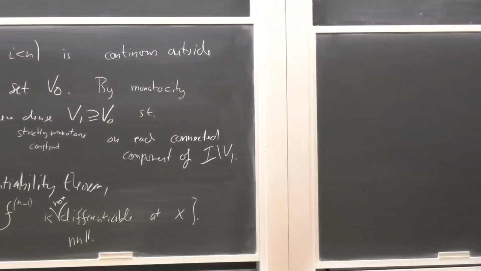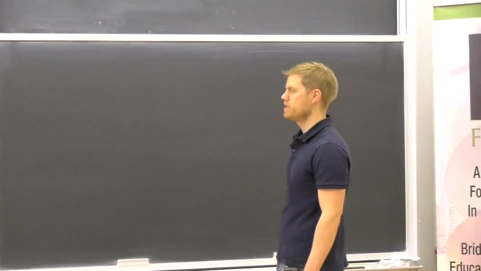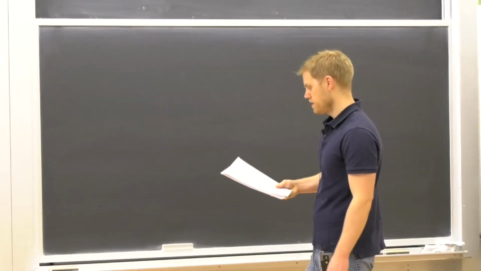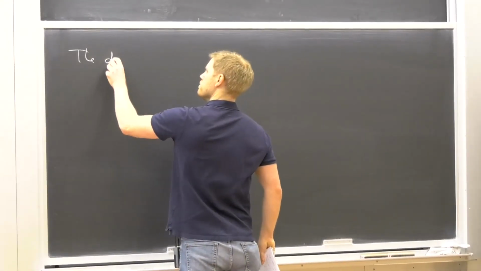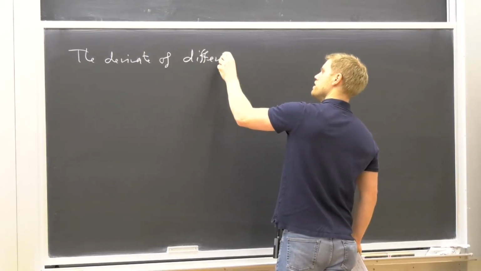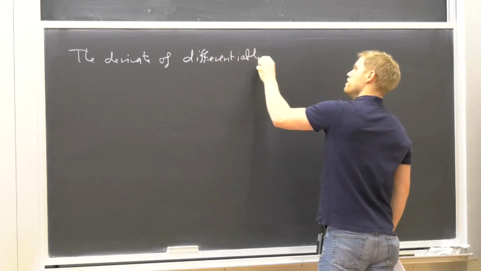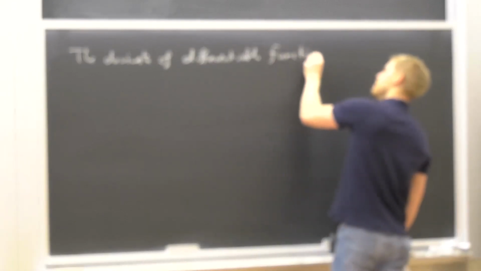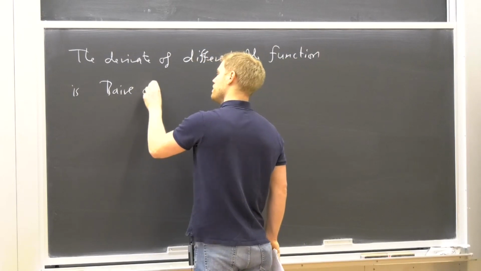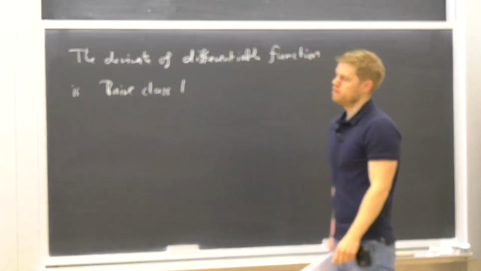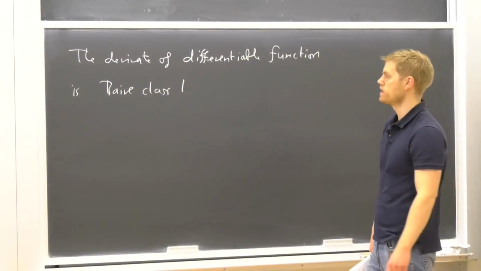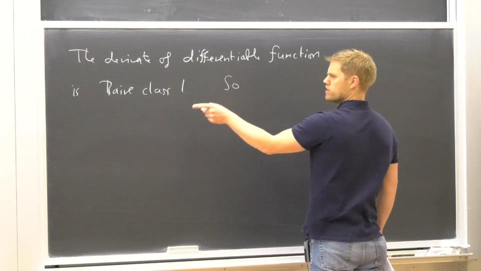Okay, and so now one of the other results you have is that the derivative of a differentiable function is of class 1. So by the theorem we had before, you know that this is continuous outside a nowhere dense set.